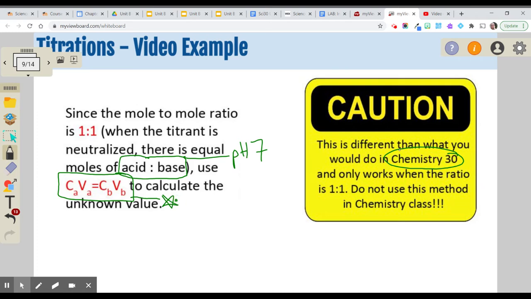Okay. In Chemistry 30, you get much more complicated because you're going to actually use acids that could donate 2 or 3 hydrogen ions, and that kind of messes things up. So, but for purposes of Science 30, we are going to assume that the moles of the acid are equal to the moles of the base when we're at the endpoint, neutralized. Okay, and because of this, it lets us use this formula.